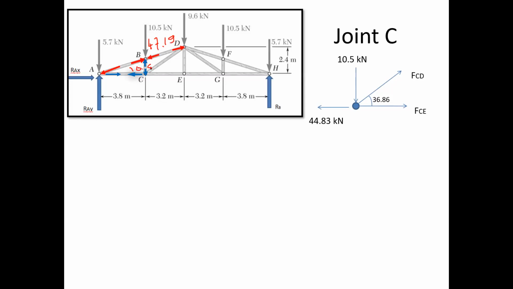You can show in your diagram 10.5. So now can we go to joint C? Yes, we can go, because at joint C we have a total of 4 members, but out of that 2 are now solved. So 2 are known to us. So the remaining forces are CD and CE.